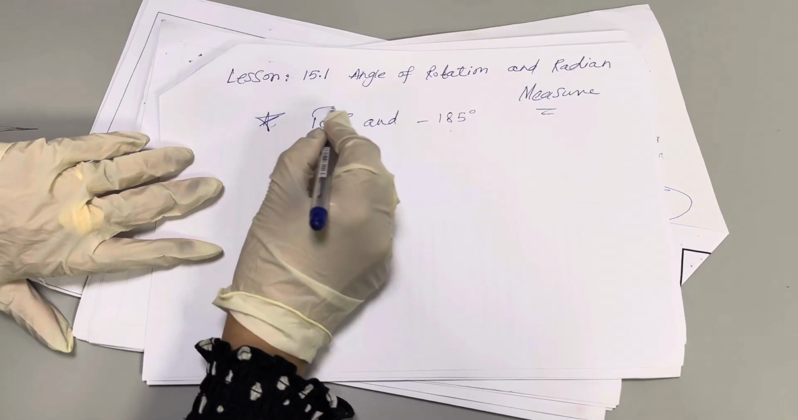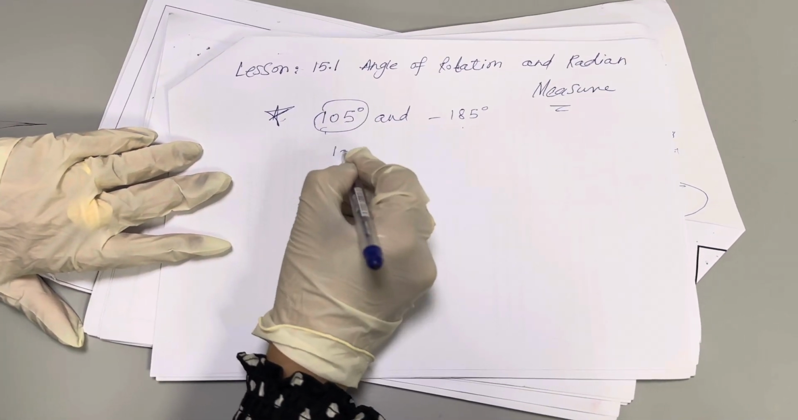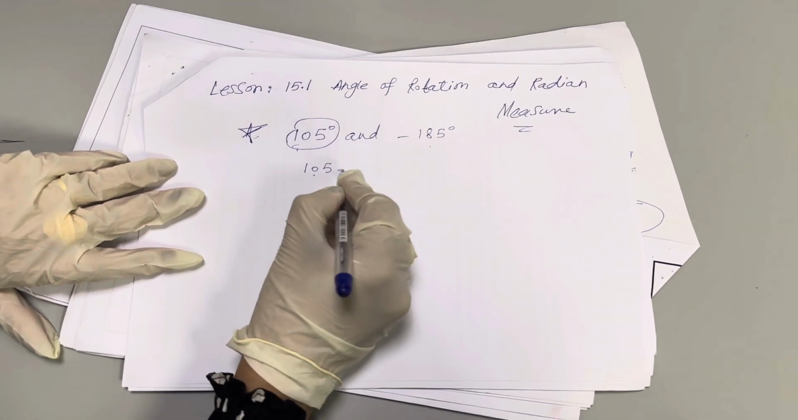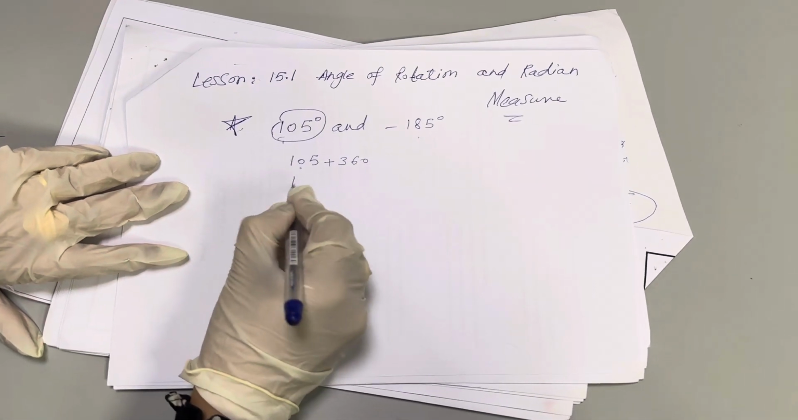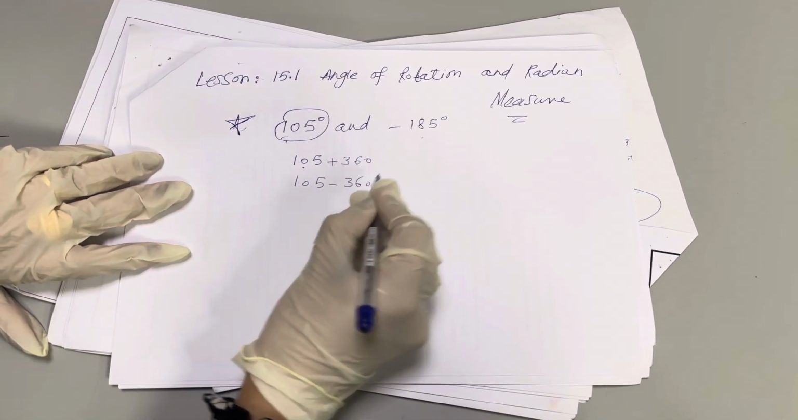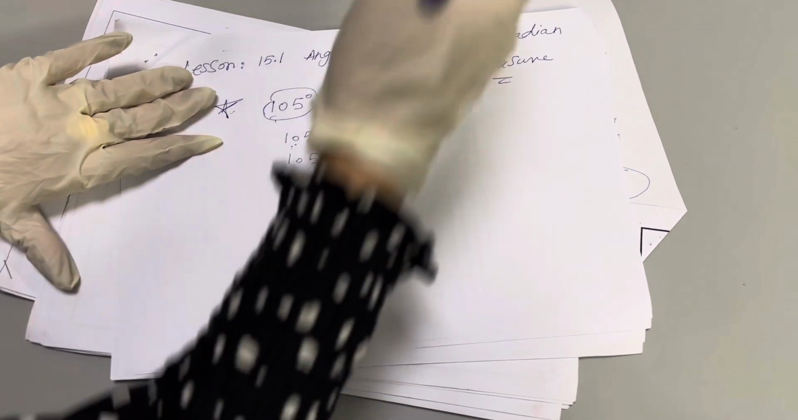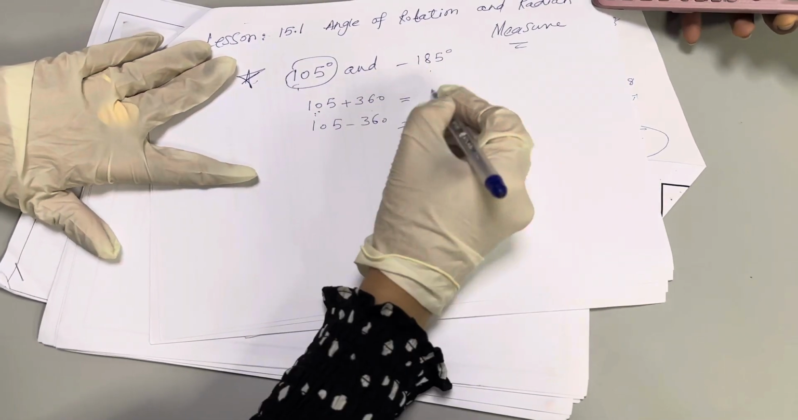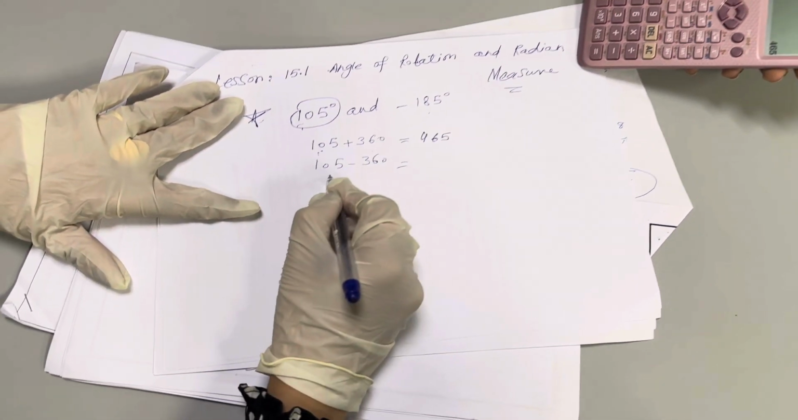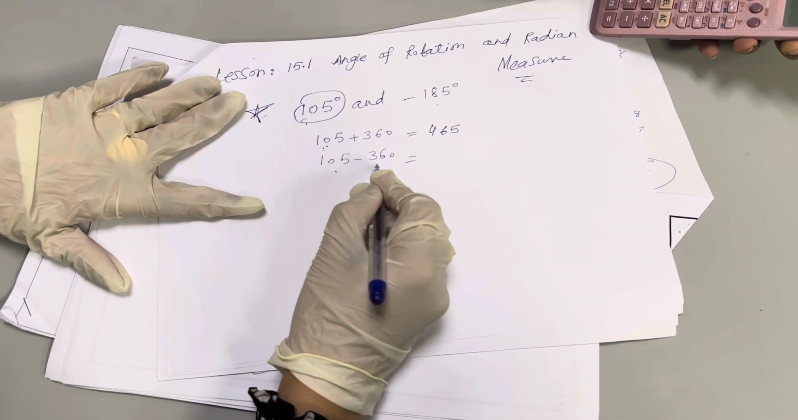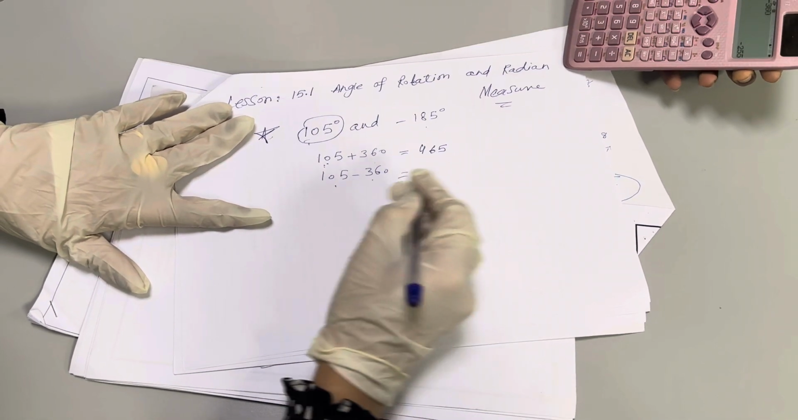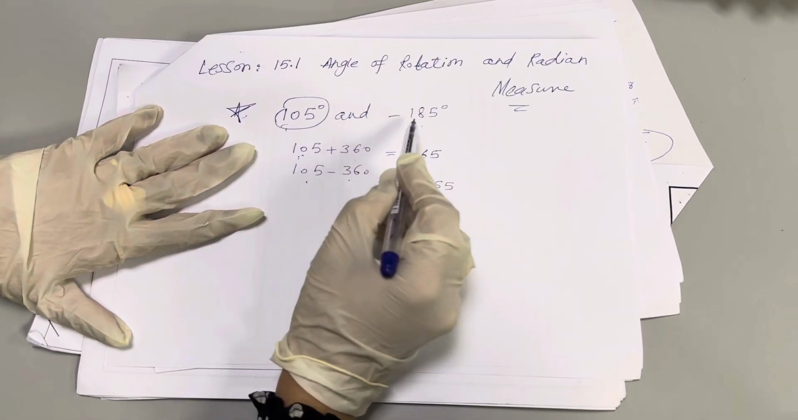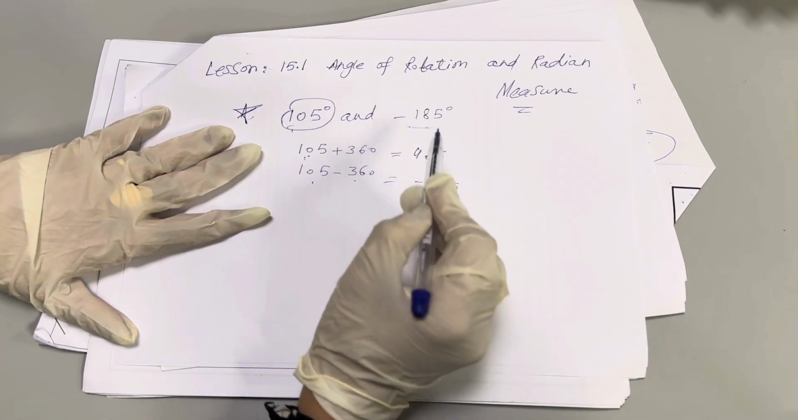From these two angles you will select any one angle. For example, I am taking 105, and with this angle you have to do the process of coterminal angle, plus 360 degree and minus 360 degree, and you will check the answer. 105 plus 360 is 465, and 105 minus 360 is negative 255. And you will check if any of your answers is like your second angle which you did not select, then it means they are coterminal.